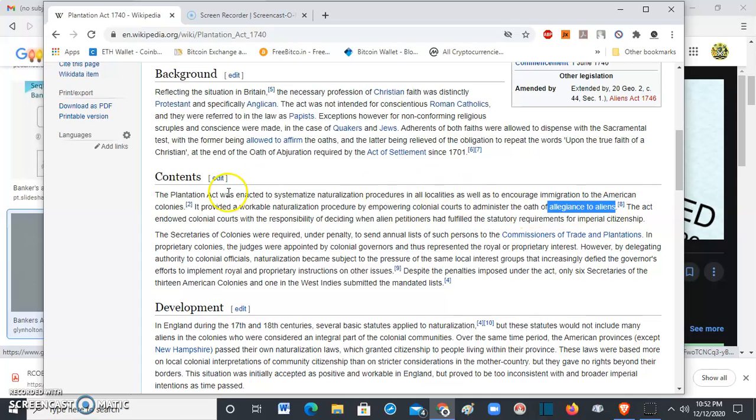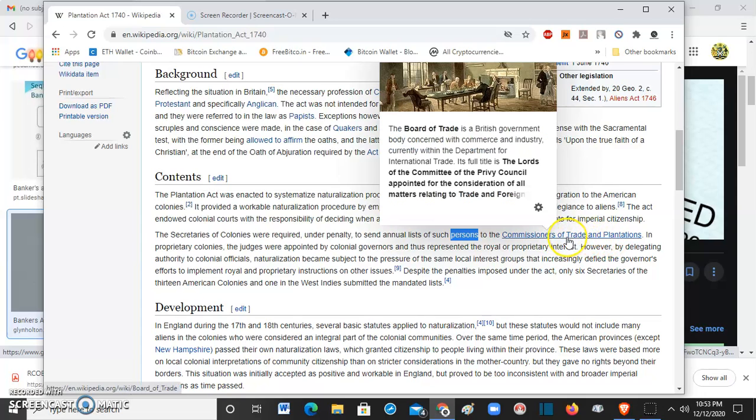The act endowed colonial courts with the responsibility of deciding when alien petitioners had fulfilled the statutory requirements for imperial citizenship. So it was called imperial citizenship. So all they did was take the imperial off and call it the U.S., right? It's an imperial system, okay? The secretaries of colonies were required on a penalty to send an annual list of such persons, right? So you know, persons, what persons is, the commissioners of trade and plantation.